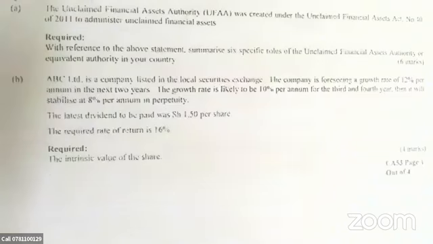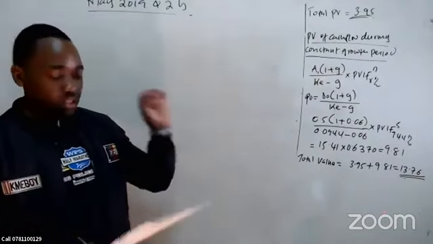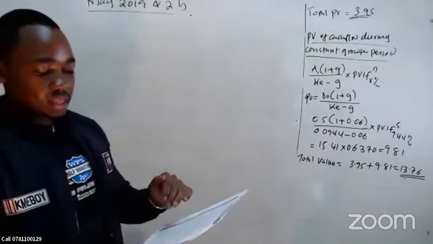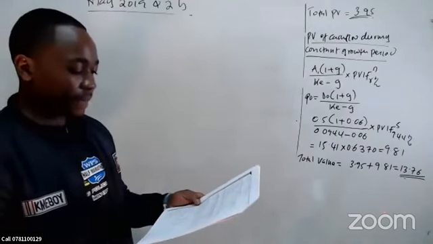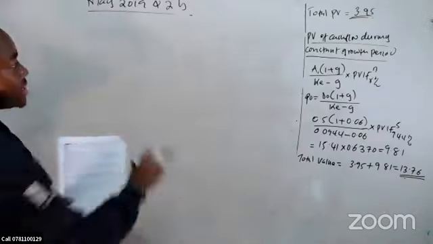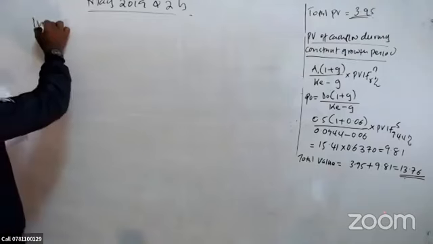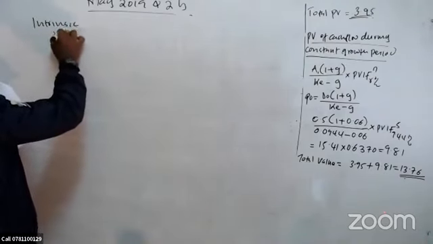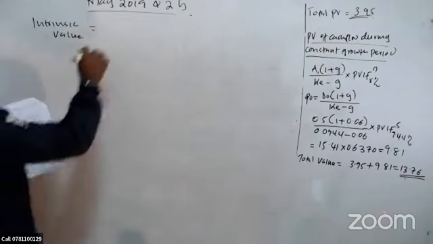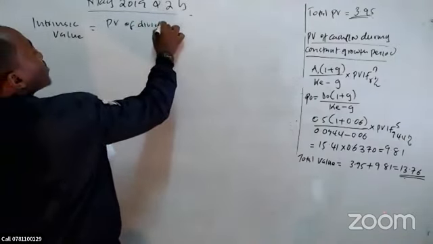So now, in this case, we are not getting the value of the firm. We are getting the value of a specific security, which I think was preference shares. So how do we get the intrinsic value, which is the same as getting the value of the company? But in this case, we are getting the value of just one security. So to get the intrinsic value, you just take the present value of dividend.